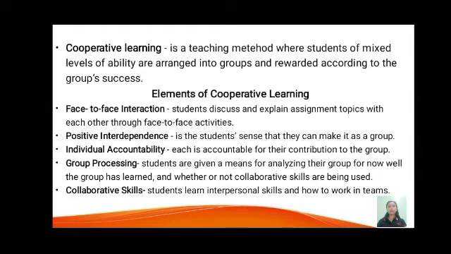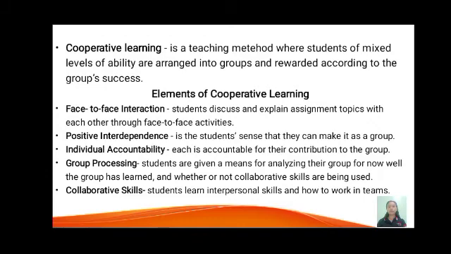Now let's proceed to cooperative learning as one of the approaches in constructivism. So it is a teaching method where students of mixed levels of ability are arranged into groups and rewarded according to the group's success. So, elements of cooperative learning. First is face-to-face interaction. The students discuss and explain assignment topics with each other through face-to-face activities.